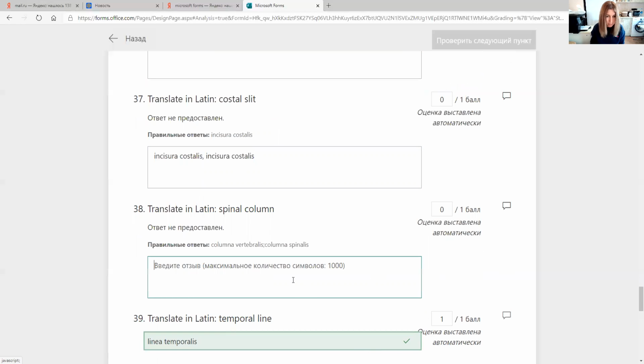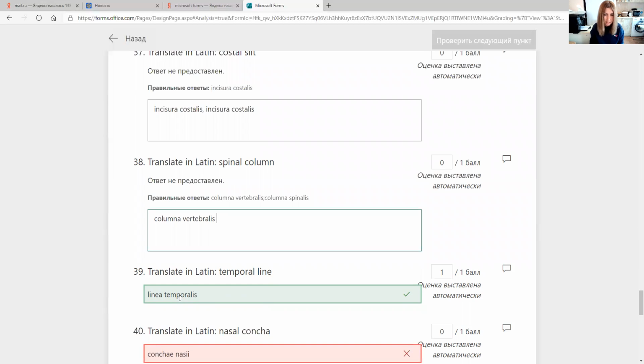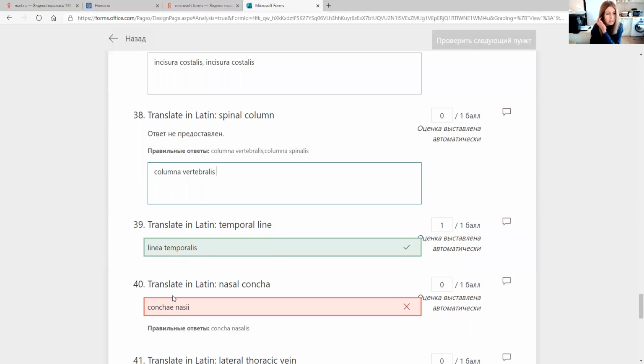Then spinal column. It's very easy. Spinal means vertebralis, vertebrale. Column is columna. First declension, feminine gender, so vertebralis, feminine form of second group of adjectives. Vertebralis, masculine, vertebralis, feminine, and vertebrale is neuter gender. Temporal line, as you see here, this phrase is translated correctly. Linea temporalis, linea feminine, temporalis, feminine form.